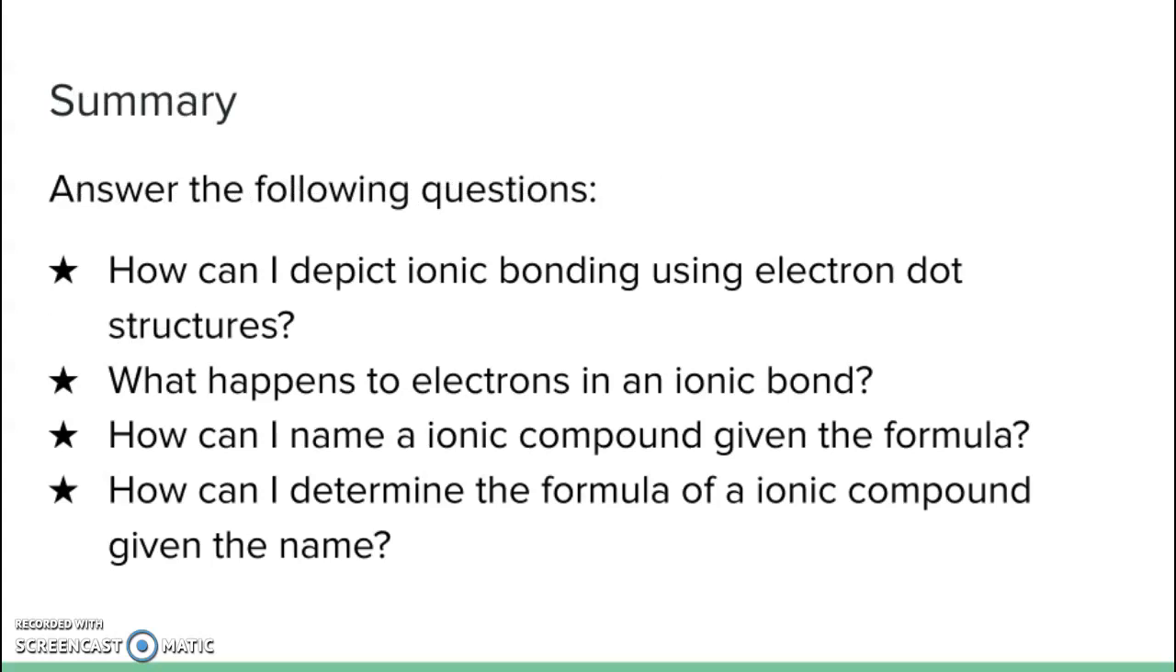All right. Now that you guys have completed your notes, I told you how we're changing this up a little bit. So here is what I want you to answer in your summary, okay? I want you to reflect upon what you did today, and I want you to answer the following questions. How can you depict an ionic bond using electron dot structures? What happens to electrons in an ionic bond? How can you name an ionic compound if I give you the formula? And how can you determine the formula, given the name? So pause your video to write your summary. Take about maybe 5 minutes and come back.